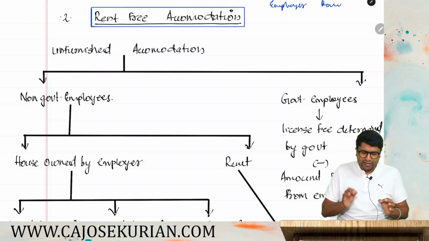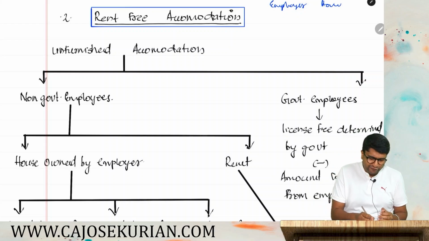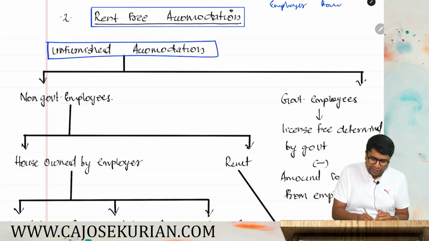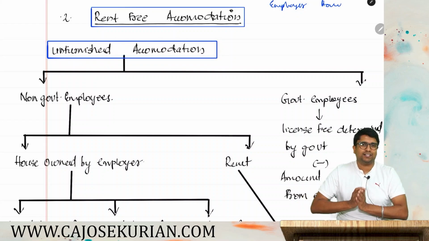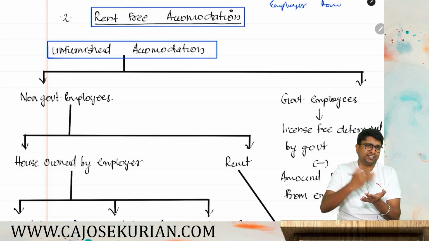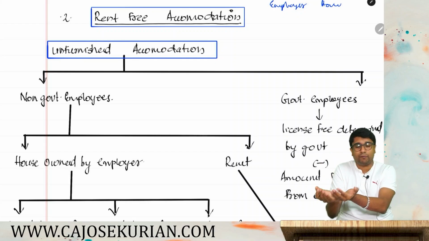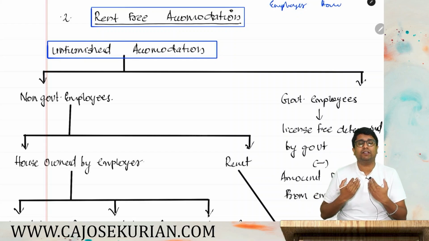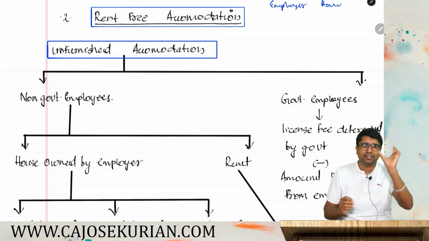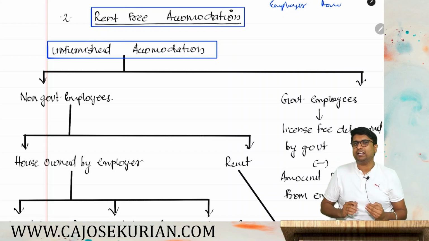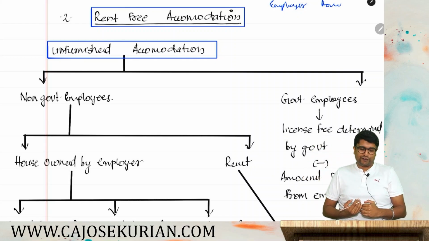So we can divide this accommodation into two, that is unfurnished accommodation and the second one is furnished accommodation. What is unfurnished accommodation? Only the house is provided, there is no washing machine, TV, fridge, etc. And what will be furnished accommodation? Along with the home, the employer is giving washing machine, TV, fridge, etc. Let's understand how we value unfurnished accommodation first. Once we complete unfurnished accommodation, we will move on to the furnished accommodation.